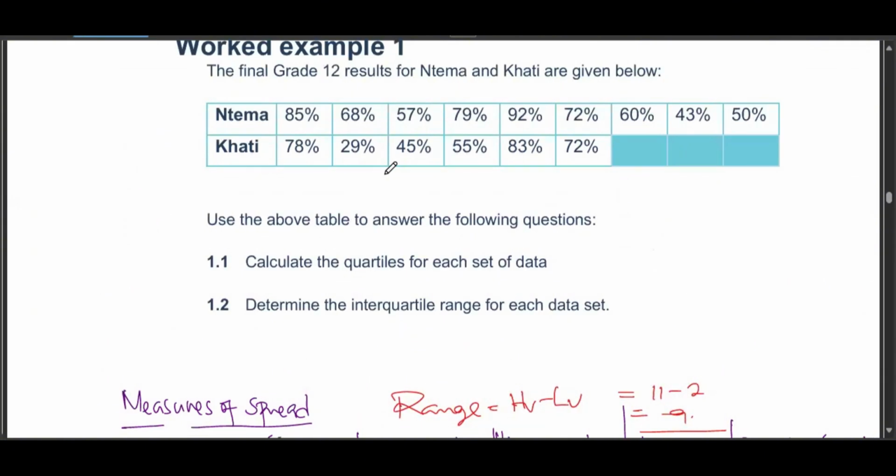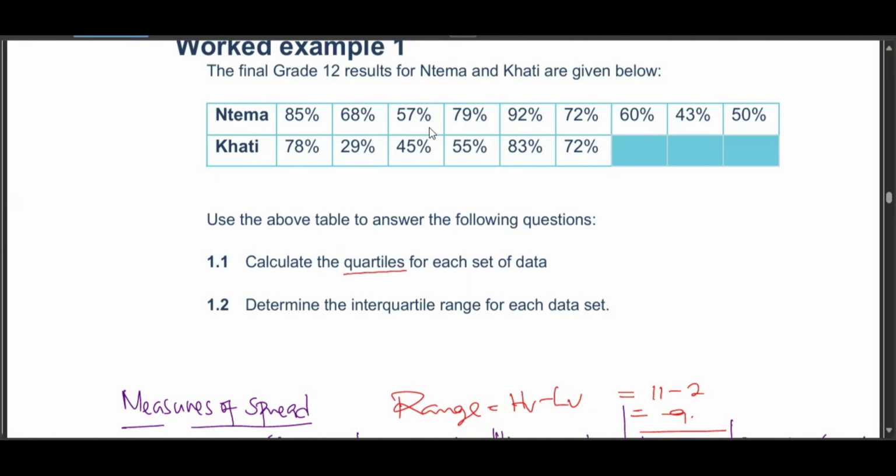Final grade 12 results for Tema and Kanti are given below. Tema has 85, 68, 57, 79, 92, 72, 60, 43, and 50. These are all in percentages. Kanti has 78%, 29%, 45%, 55%, 83%, and 72%. Okay, calculate the quartiles.